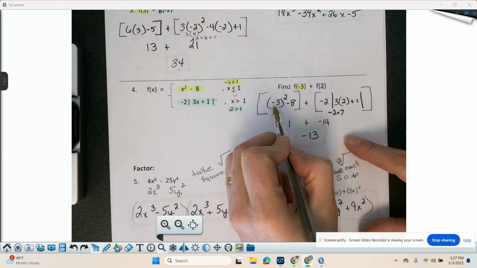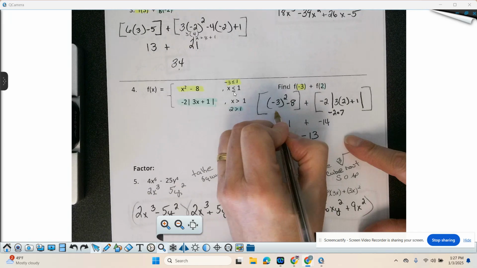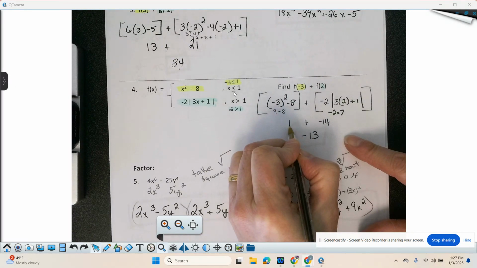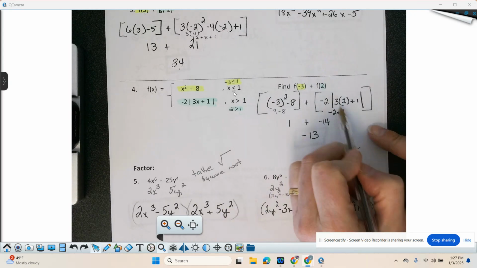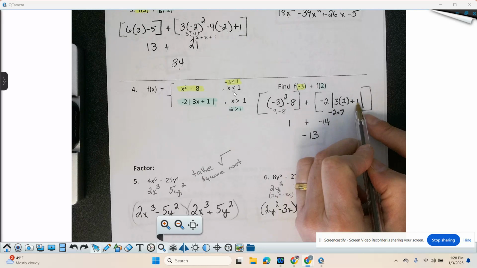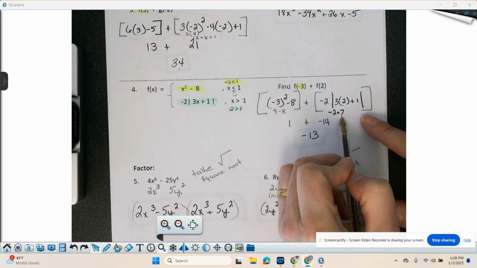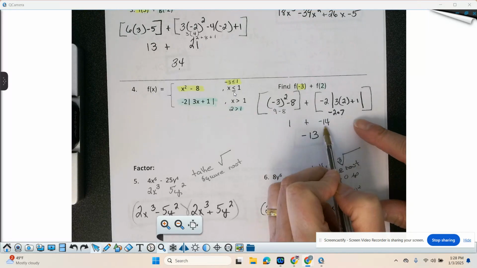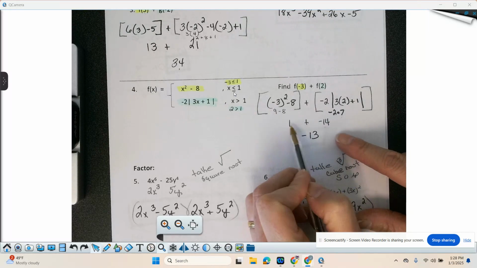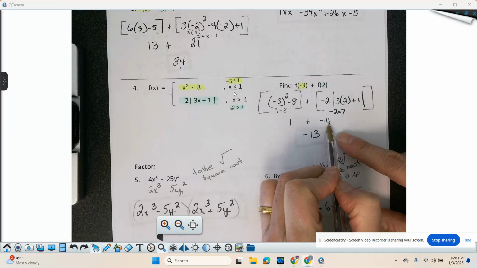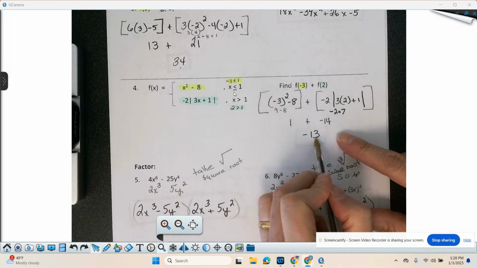So a negative 3 times a negative 3 would be 9, and 9 minus 8 is where the 1 comes from. Absolute value, group this part first. You're multiplying, so this is going to be 6 plus 1, which is 7. The absolute value of a positive 7 is 7. And that negative 2 times positive 7 would be a negative 14. And then add your first part, 1, to your second part, negative 14. And 1 plus negative 14 would be a negative 13.